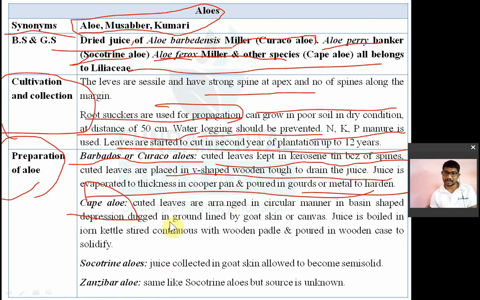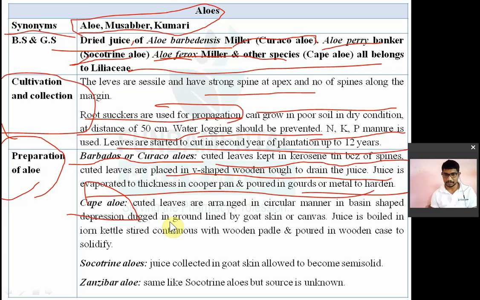मतलब क्या करना है, आपके जमीन में गड्ढा खोदना है. ओके, गड्ढा खोदना है और उसको गोट स्किन, जो बकरे का स्किन है वो उसका लाइनिंग, मतलब उसको बकरे का स्किन बिछा देना है उसके ऊपर. बाद में वहाँ पे रोटेट शेप में वो जो लीव्स है वो रखना है so that the juice will be collected in the goat skin.